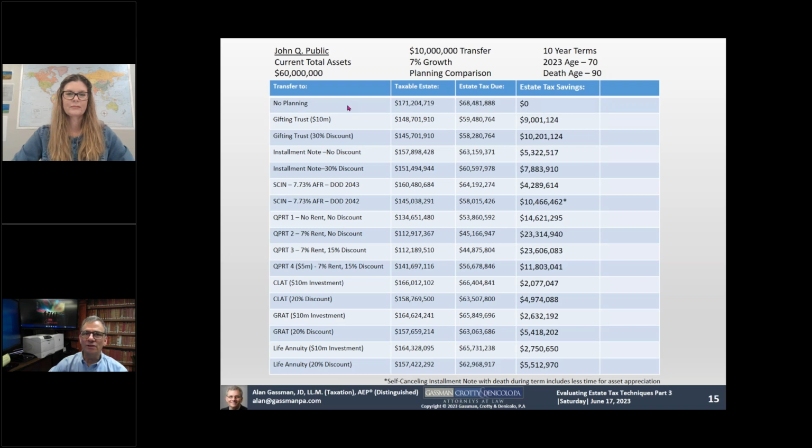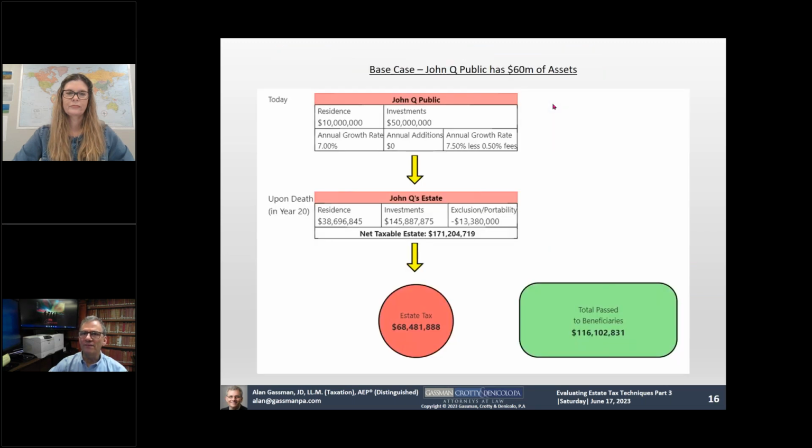And if he does no estate tax planning whatsoever, he will leave $171,204,000, pay federal estate tax of $68,481,000, and there were no estate tax savings. So we picture that for John Q. Public here. We show his residence at 10 million, growing at 7% a year. We show his investments at 50 million, growing at 7 million a year, net of fees.